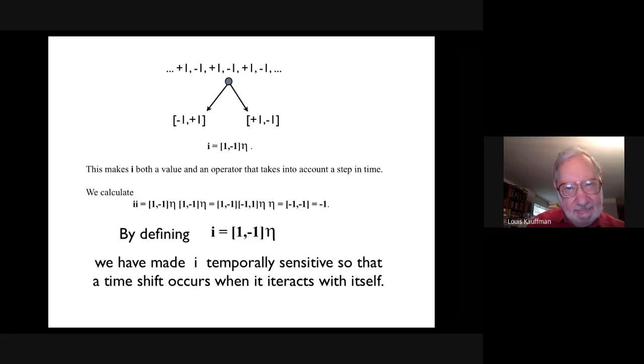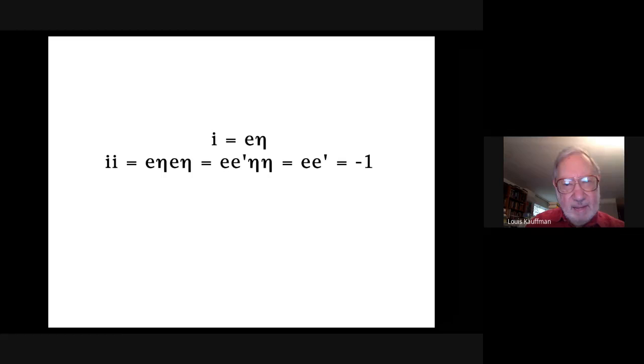I seem to have repeated myself in this slide and said what I just said, that i is now temporally sensitive. So a time shift occurs when it interacts with itself. And this slide is not necessary.